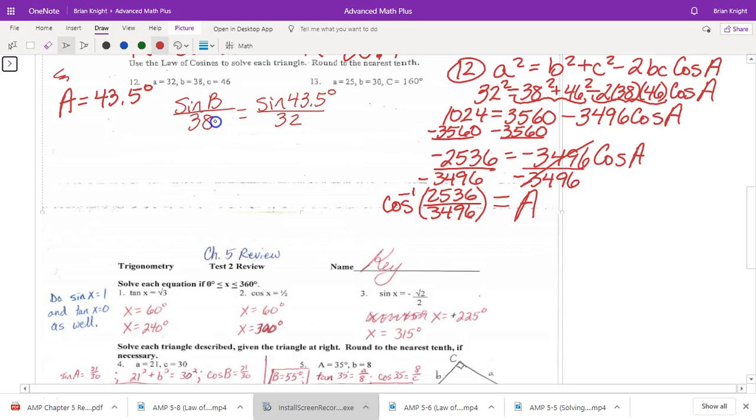What do we do with this 38? It moves over. And how do we get rid of sine? Inverse. So B will be the inverse sine, and these are the ones where you really got to be careful because it's a lot to type in your calculator. Inverse sine of 38, sine of 43.5 degrees divided by 32. And if you put all that in your calculator, you get, drum roll, hopefully, 54.8 degrees.